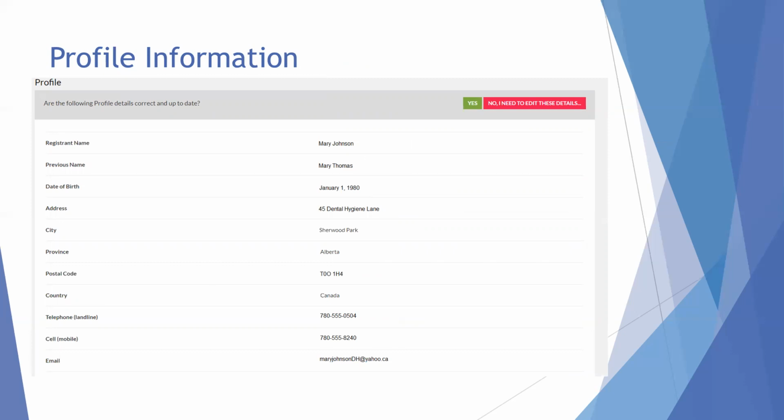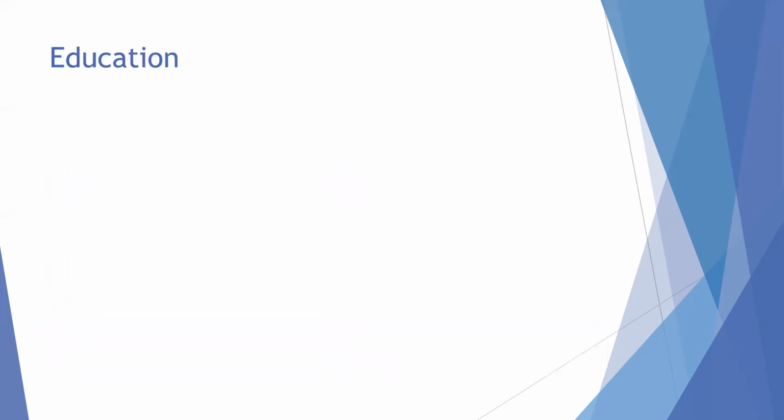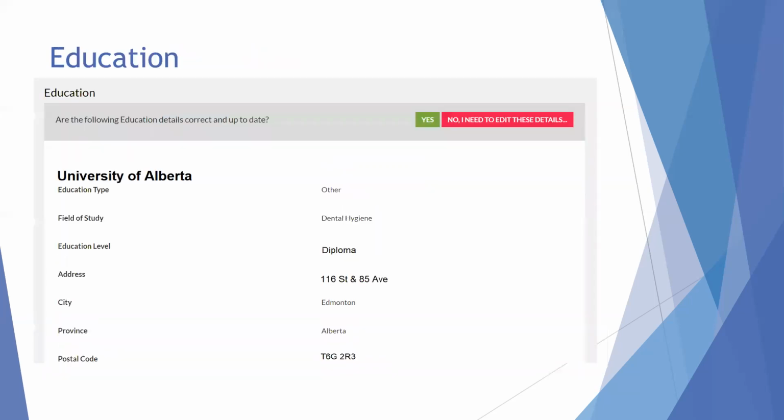If you need to update any of the fields that are grayed out and cannot be edited, such as name, date of birth, and your initial registration date, please email the college. Continue scrolling through your application. Below your profile section is a list of your education entries. You will need to have the details for at least one education entry in order to be able to renew. If your education information is correct, click the green Yes button to answer the question, are the following education details correct and up to date?